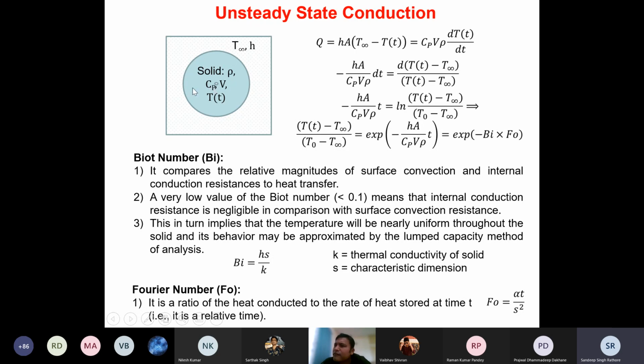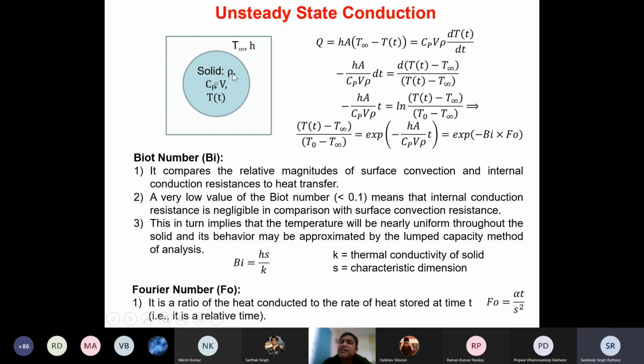Why? Because the thermal conductivity of the metal is going to be very high. So that means the conduction resistance, the resistance for the conduction inside this solid, is going to be much lower compared to the resistance present for the heat transfer by convection from the fluid to the solid. Okay, and this situation simplifies our analysis immensely.